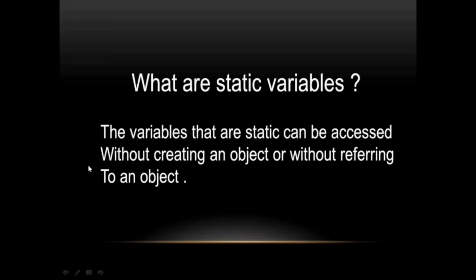So what are static variables? Variables that are static can be accessed without creating an object or without referring to an object. So the variables which we can access directly without creating an object are known as static variables. I will explain with code, with an example.